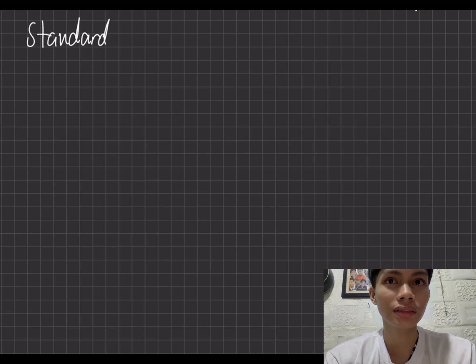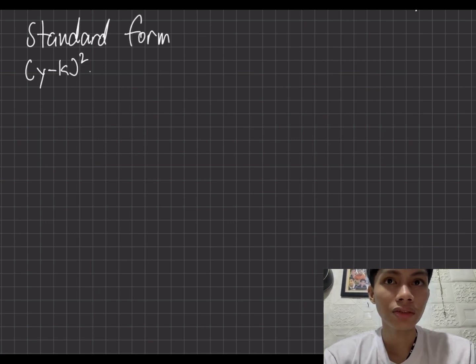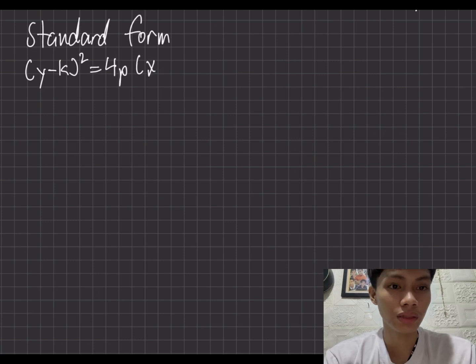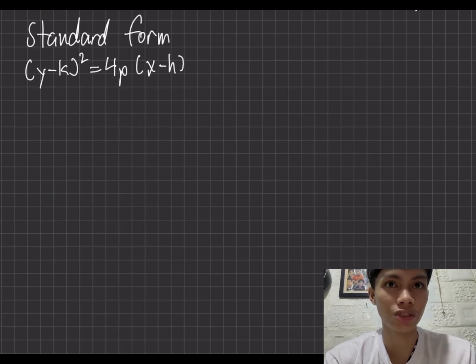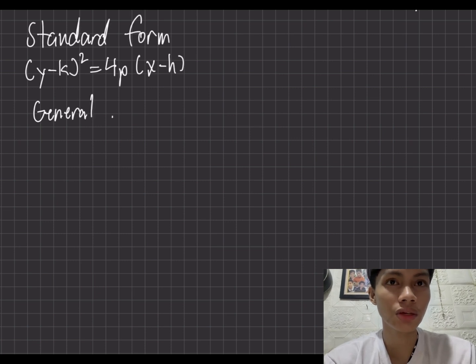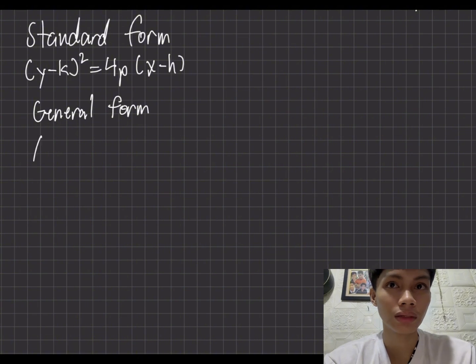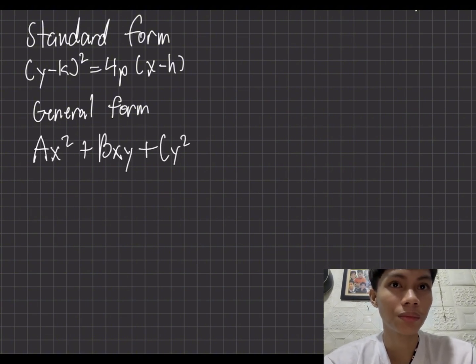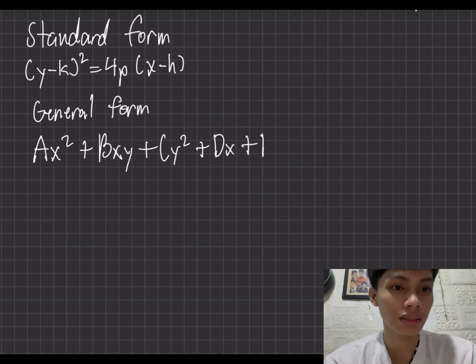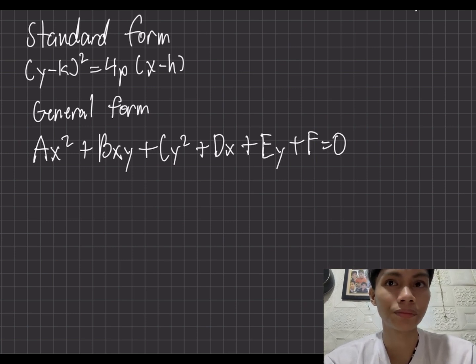This is the formula for the standard form of a parabola: (y minus k) squared equals 4p times (x minus h). This is the general form of a parabola: Ax squared plus Bxy plus Cy squared plus Dx plus Ey plus F equals 0.